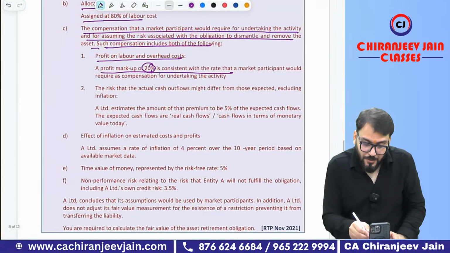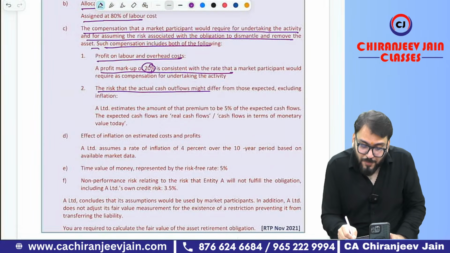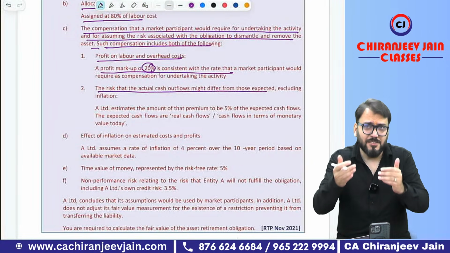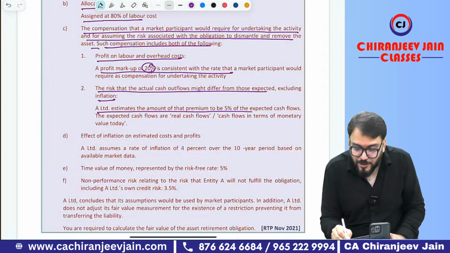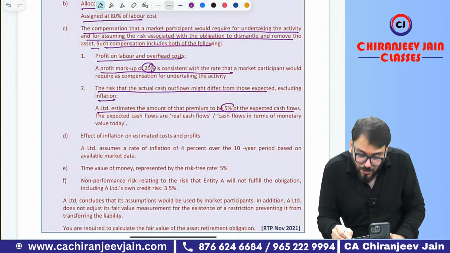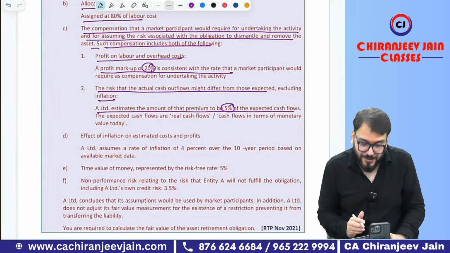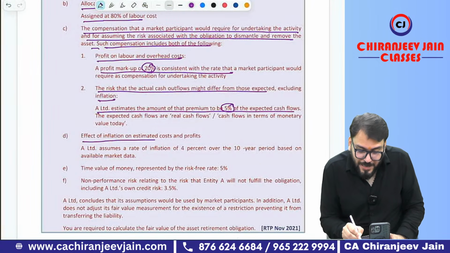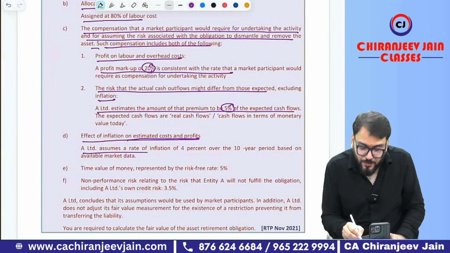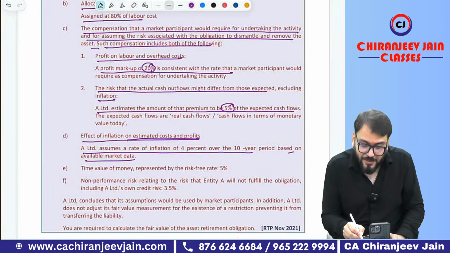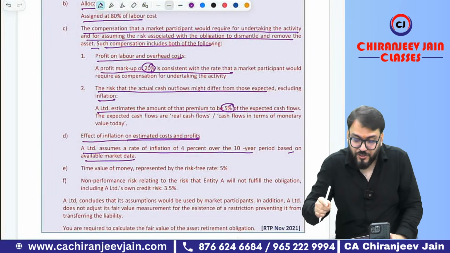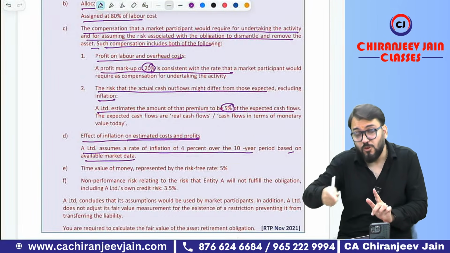The risk that actual cash outflow might differ from those expected. This risk, what is actual and expected, may be different. Excluding inflation, A Limited estimated the amount of that premium to be 5% of expected cash flow. So a risk of 5% of expected cash flow should be added. Then the effect of inflation on estimated cost and profit: A Limited assumes a rate of inflation of 4% over a 10-year period based on available market data. So 4%, 4%, 4% we need to add.